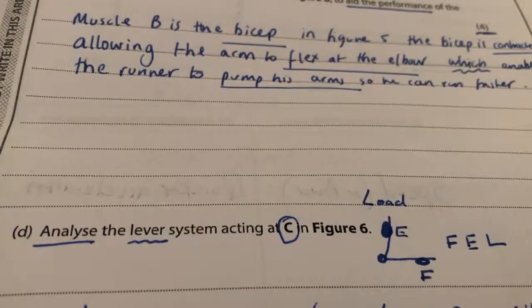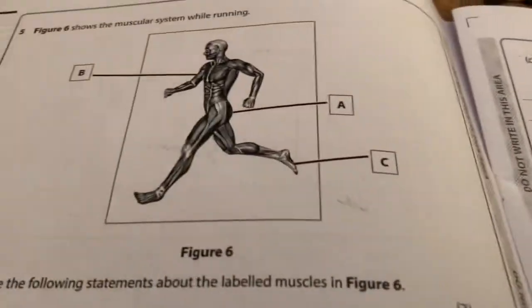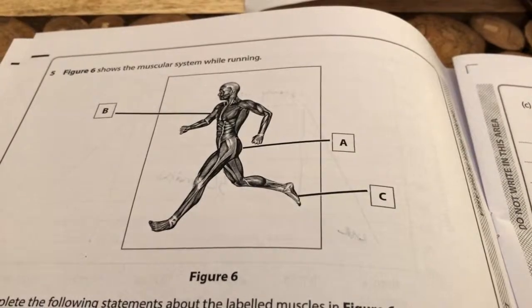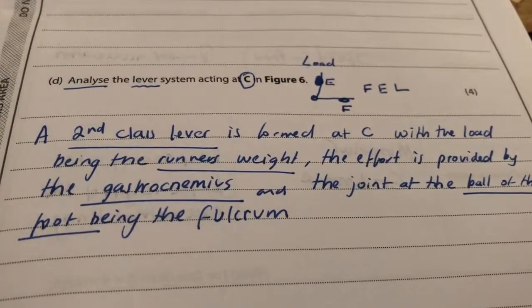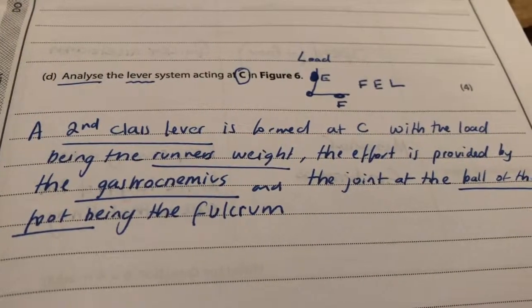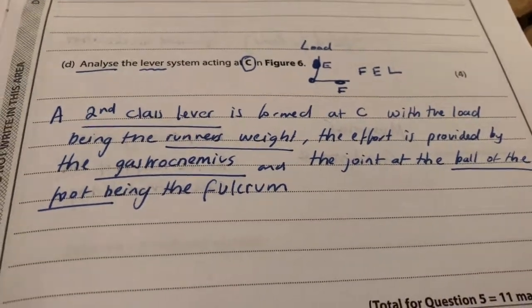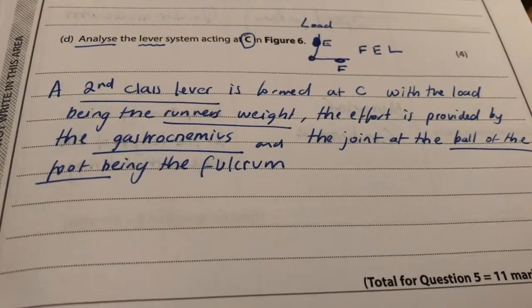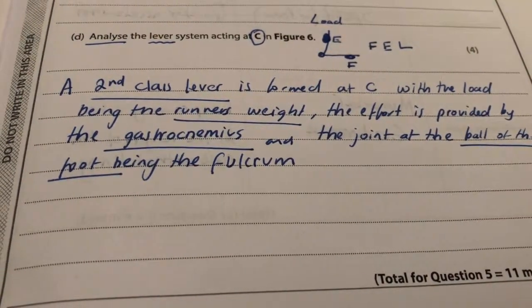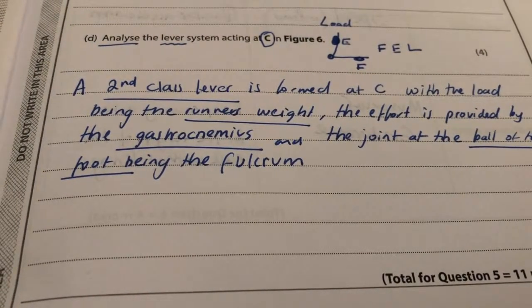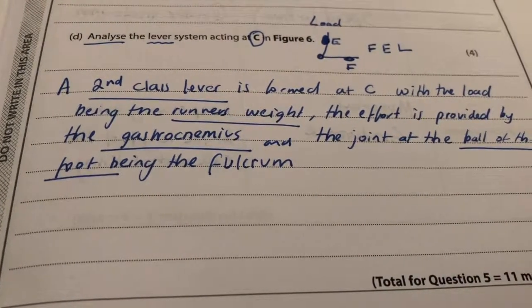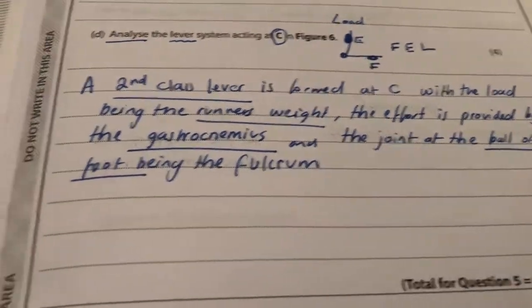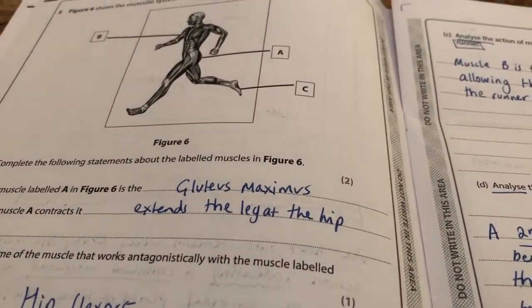Analyse the lever system acting at C. So again, we refer back to the picture. So this is the foot, the ball of the foot at the moment, which it's pointing to. So the question in here, we've got a second class lever in action. The second class lever is formed at C, gets us our initial mark out of 4. Again, a tough one for 4, but again, look how much writing we need to access all marks. With the load being the runner's weight. Okay, so the second class lever system, the load being the runner's weight, the whole body weight that runs through the joints. The effort is being provided by the gastrocnemius, the muscle, the calf muscle in the leg.